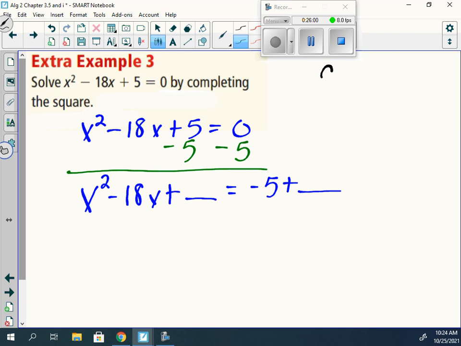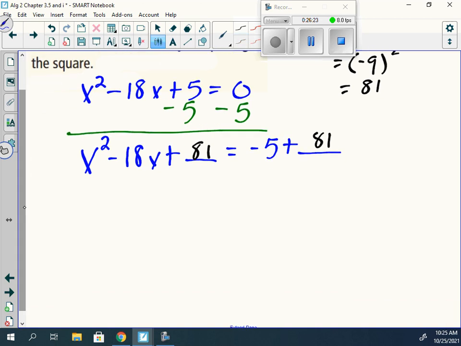Now c is what? Negative 18 over 2 squared. Because it's our b over 2 squared, the value of b is negative 18. So negative 18 divided by 2 is, and negative 9 squared is 81. Well, x squared minus 18x plus 81 is going to be what? x minus 9 squared, and negative 5. And negative 5 plus 81 would be 76.